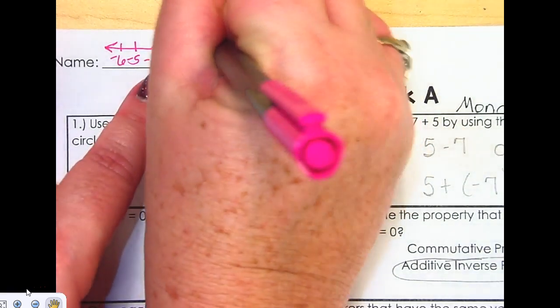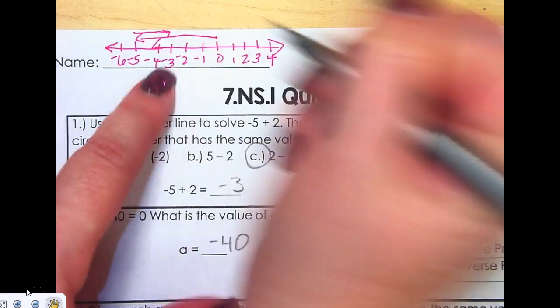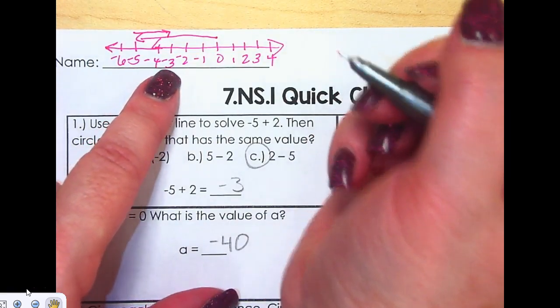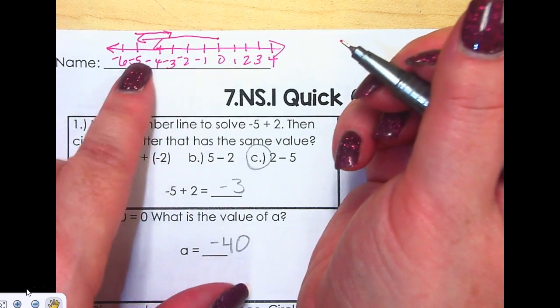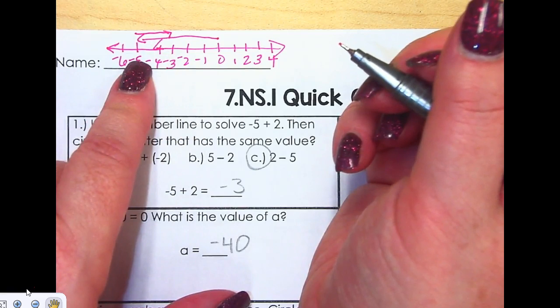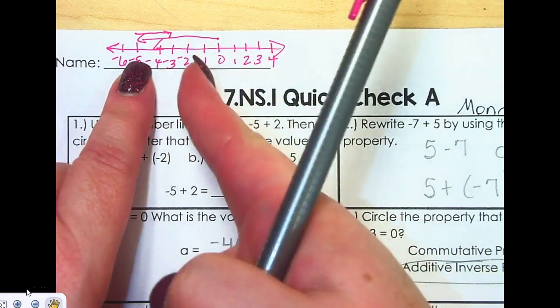Or you could literally do what we've learned: going from 0 to -5, and then 2 in the positive, and you land at -3. So it didn't say you have to draw it, but you do have to know how to do it. So you would go to -5, and then 2 in the positive sends you back this direction, and you land at -3.